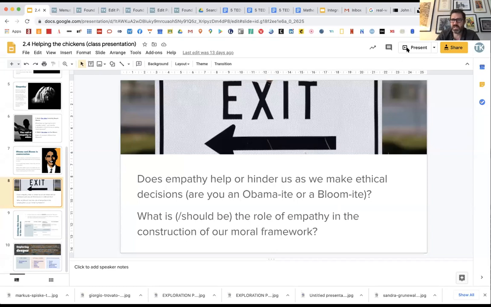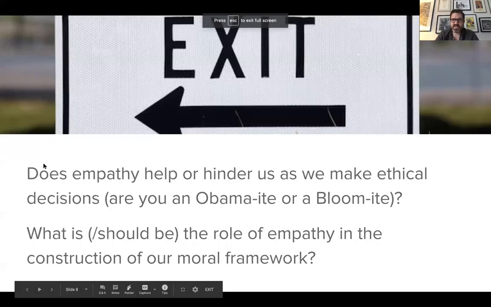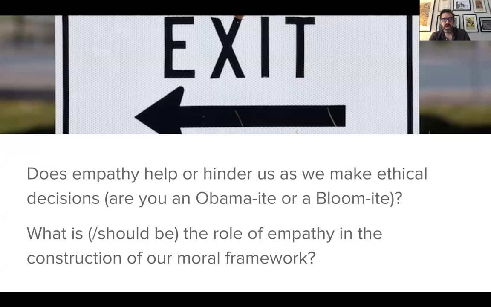Let me just show you an example of this. This is a lesson that I teach on ethics. It's got the rather strange title of Feeding the Chickens. This is an example of an exit question: does empathy help or hinder us as we make an ethical decision? And then there's a second question: what should the role of empathy be in the construction of our moral framework? So that's a true TOK lesson. My students would just write their answers on a post-it and stick it on the wall before they leave the classroom. Maybe you could do something like that in mathematics, or, I don't know whether you're asking specifically for TOK or for mathematics.